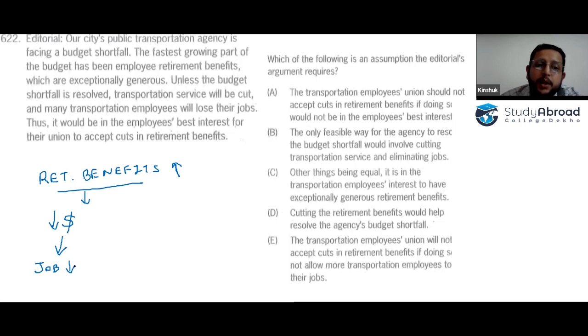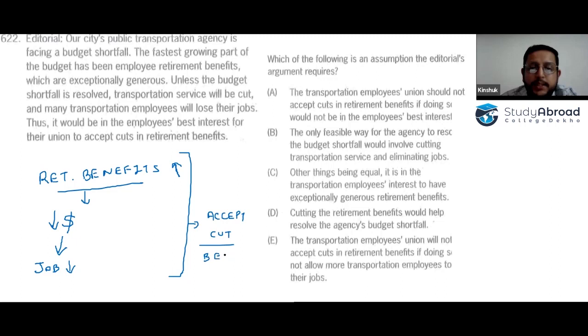So see, finally, what is all this leading to? This is all the background. So what is this all leading to? The author suggests that you should accept the cut. For what? For the general interest, for the best interest of the union, right? So he says accepting will be in the best interest.